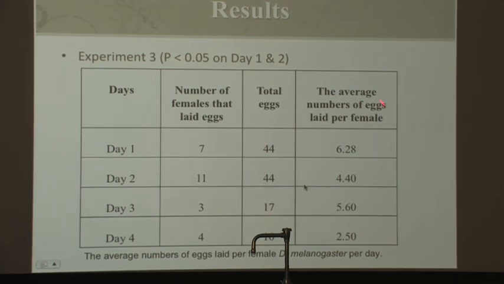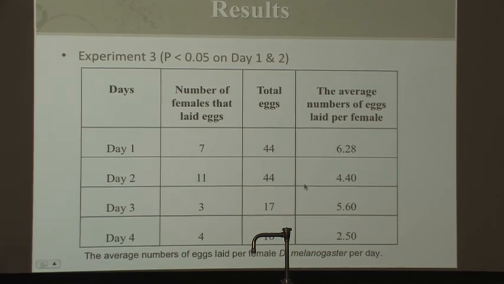This shows the average number of eggs laid per female. After the statistical analysis, we found that on day 1 and day 2 there is a significant difference in eggs laid, depending on whether we injected the acid green fluid or not.